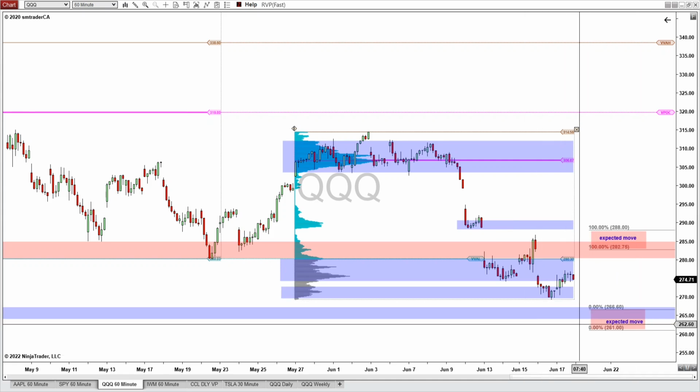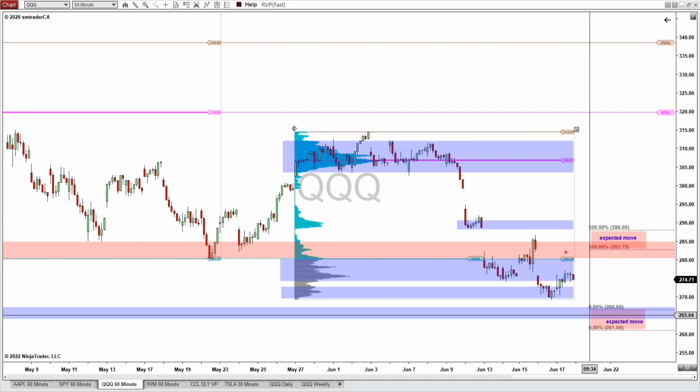Now, here's the scenario. The primary scenario that I'll be watching for the long is basically playing it from this edge up to this area here and possibly into this resistance zone to the lower boundary of this upper edge here, the upper expected move zone.